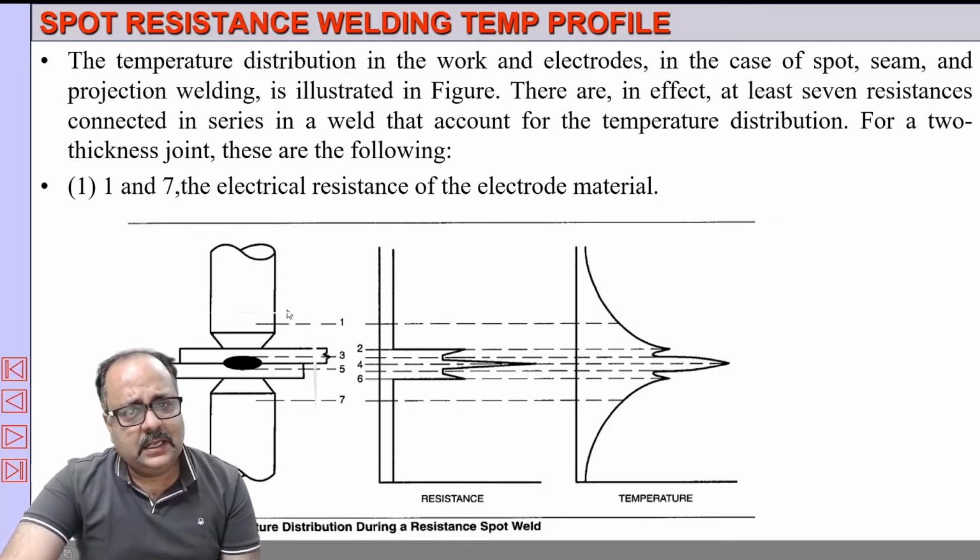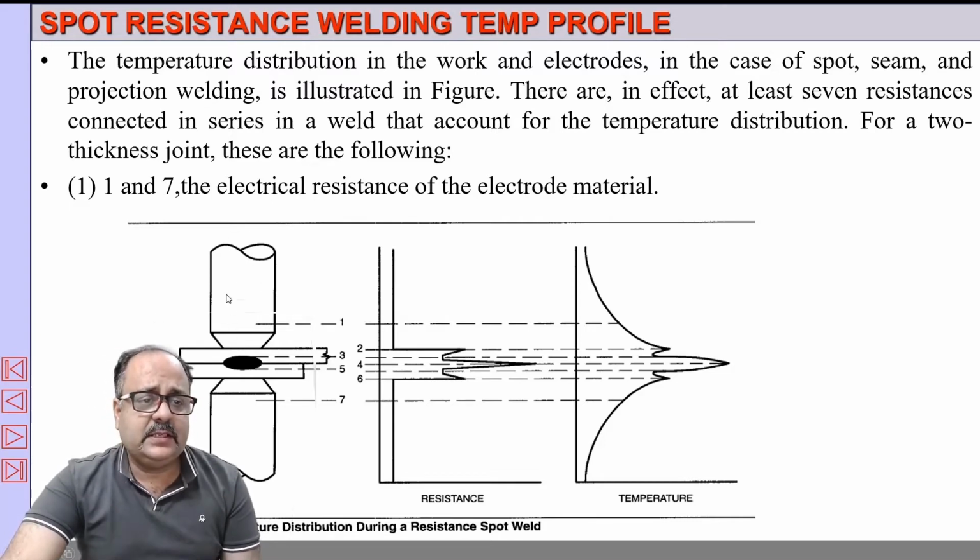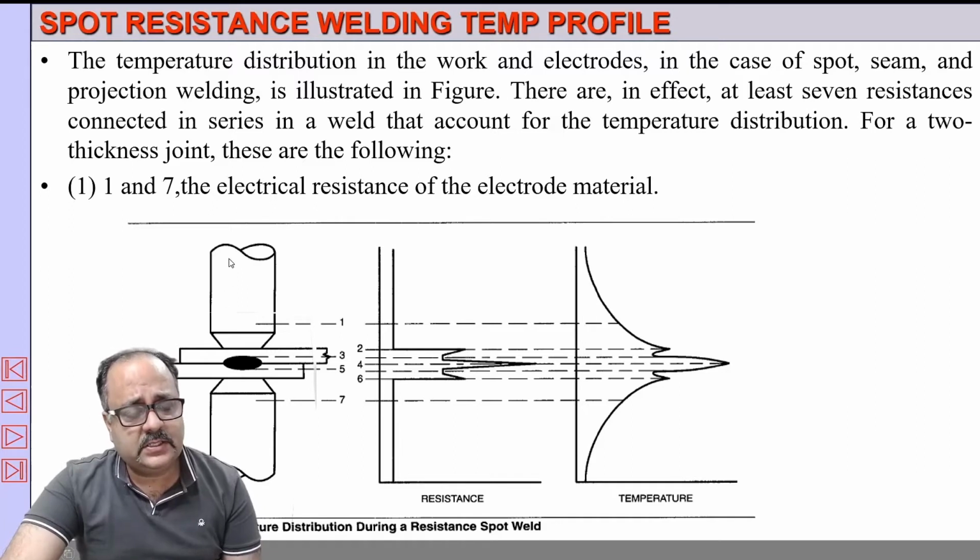1 and 7 are the electrical resistances of the electrode material. The electrode material that we will be using will mostly be a copper alloy, so the electrical resistance will be very low. So the heat generated will be fairly low in the electrode, and this electrode is water cooled. Very important, this electrode is water cooled. If you see the temperature profile and the resistance profile here, at 1 the resistance is low and the temperature is also low.